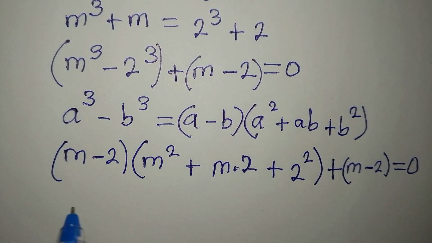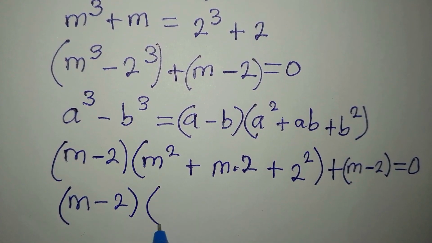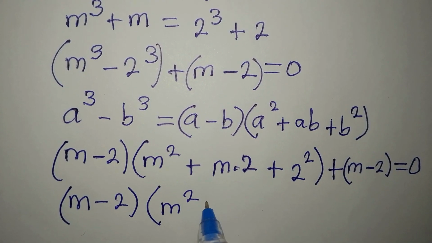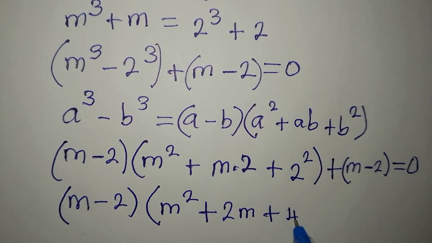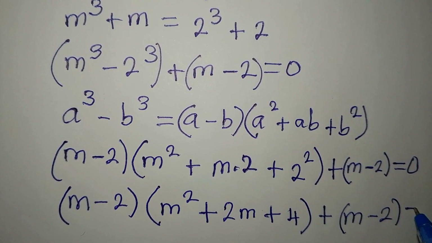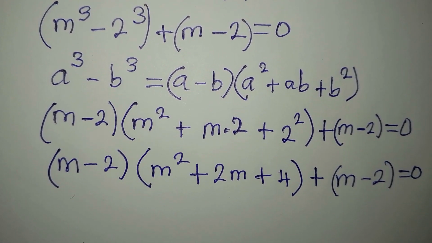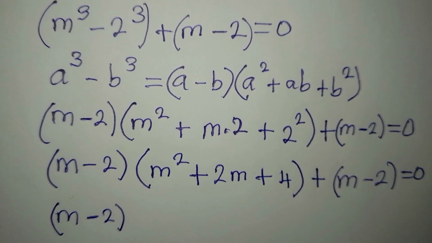Okay, so if we continue from here, m minus 2 is there. Then in here, I have m squared plus m times 2 is 2m. 2 squared is 4. Then I have plus m minus 2. Everything equals 0. Now, you begin to look at the two sides. From here, we consider this as a term because it's multiplication, and this is another term. What is common to the two terms is m minus 2.